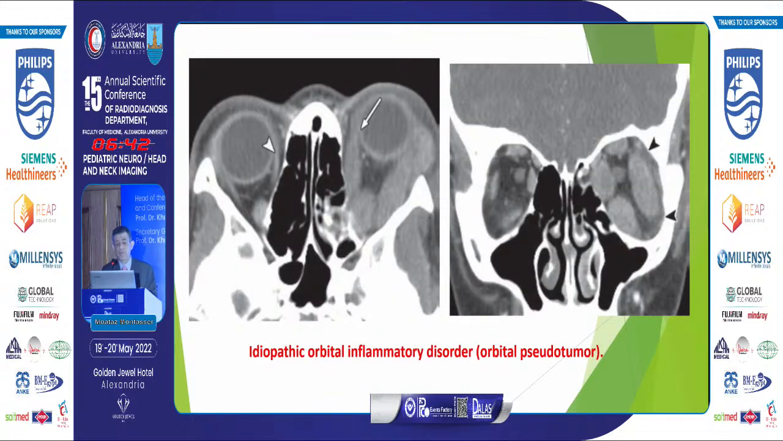There's an example of left-sided orbital pseudotumor with myocytic involvement of the extraocular muscle and extending to the myotendinous junction with marked stranding of the retrobulbar fat here. This is an example of idiopathic orbital inflammatory disease.